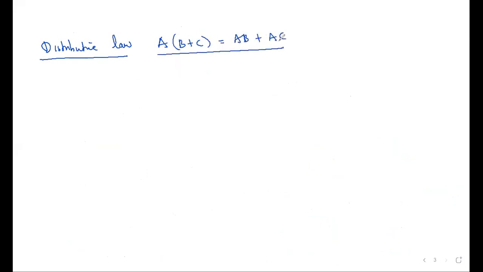So what are we going to prove? Distributive law. What is distributive law? A into B plus C is the same as AB plus AC. That is called the distributive law. Now, what are the matrices given? We'll write down A into B plus C. First, you put the matrix A, then you put matrix B.